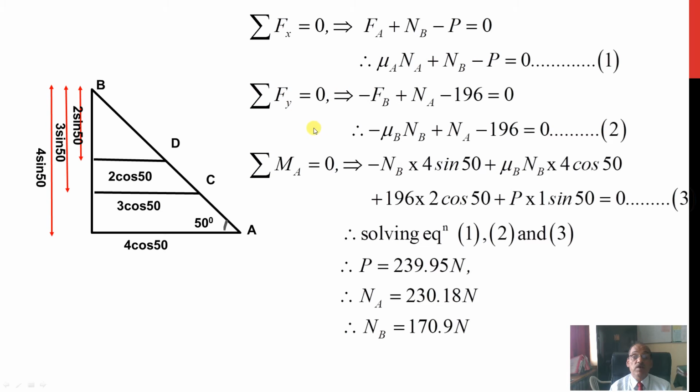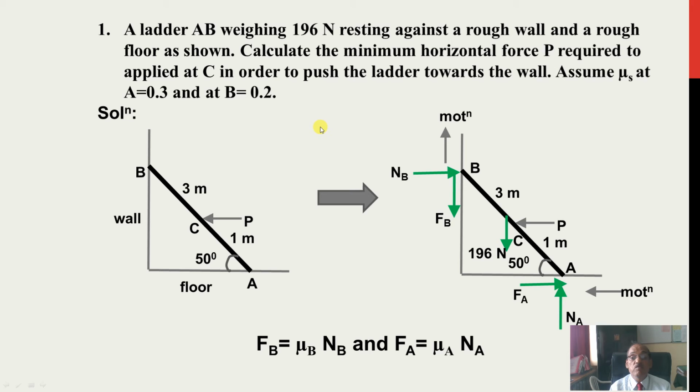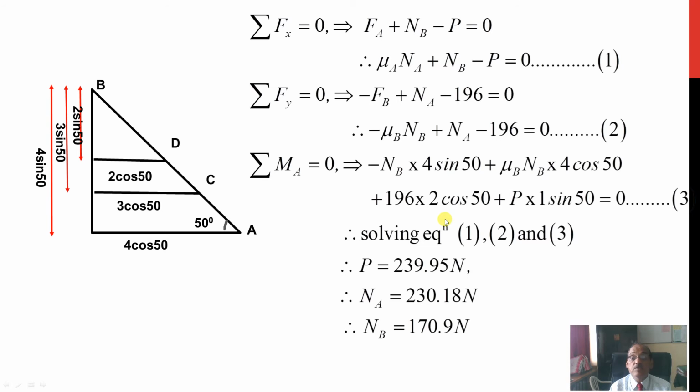Now Fy will be, you see, NA minus 196 minus FB. So minus FB plus NA minus 196 equal to 0. Simply upward positive, downward negative, you will get Fy. Substitute the value of FB, mu B NB. This you will get as the second equation.